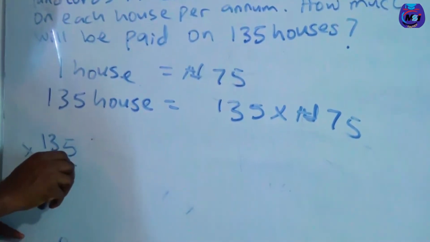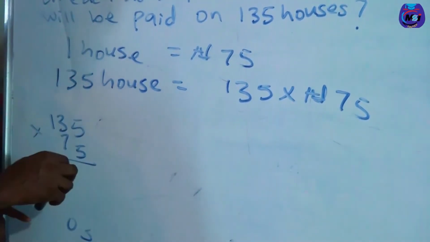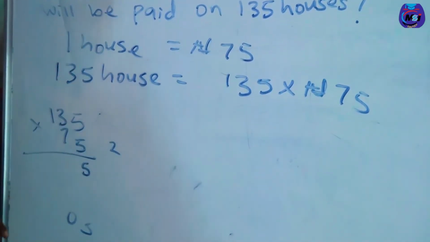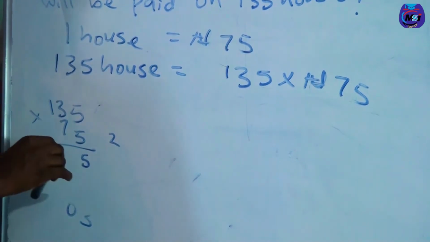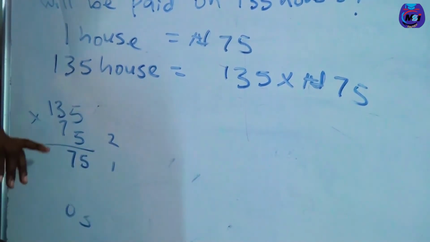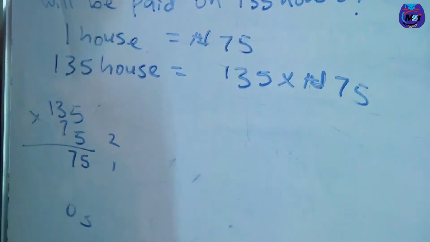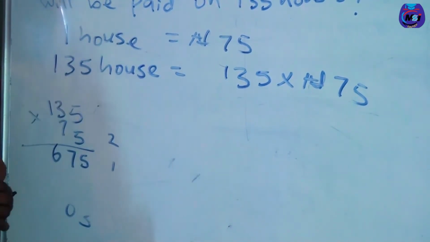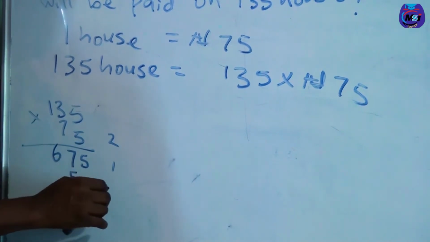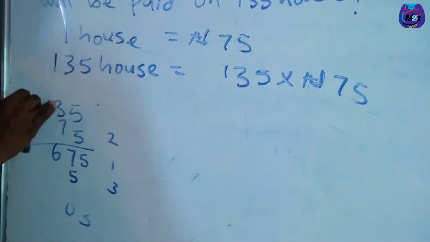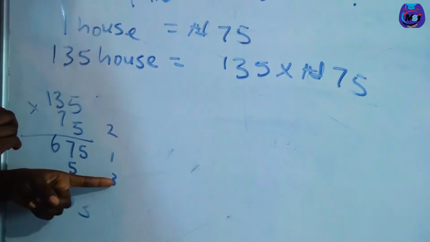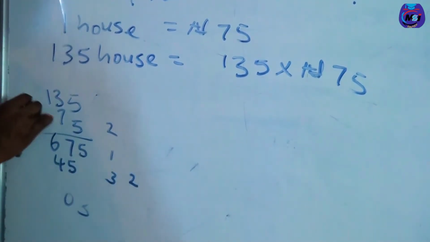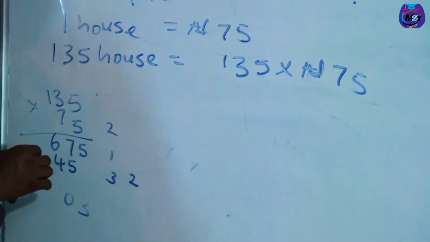135 times 75. 5 times 5 is 25. Write 5 and leave 2. 5 times 3 is 15 plus 2, 17. Write 7 and leave 1. 5 times 1 is 5 plus 1, 6. 7 times 5 is 35. Write 5, leave 3. 7 times 3 is 21. 21 plus 3 is 24. Write 4 and leave 2. 7 times 1 is 7 plus 2, 9.